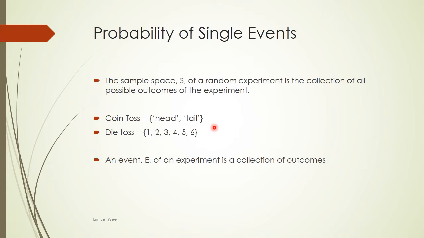So if I have a coin toss, the outcome will be head or tail. And if I have a die toss, then I will have 1 to 6. And when you are considering an event, usually denoted by a capital E, it is actually an experiment. It's an experiment itself. It's a random experiment, which means it is actually an unbiased experiment.